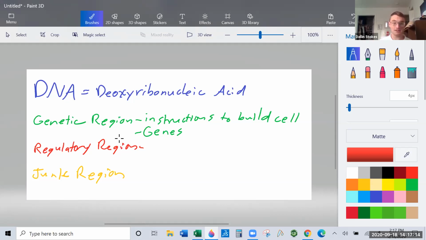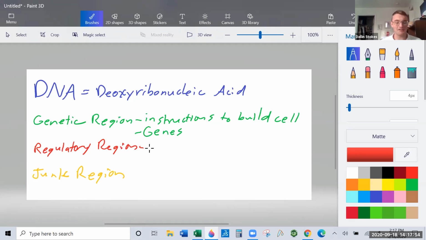Because if you have the lights on all the time, you're going to waste a lot of energy because you don't need the lights on, especially during the day or maybe in rooms that you're not in at that current moment. So we don't want to be making proteins off of all of the genes in all of your DNA all the time and in vast amounts. So the job of the regulatory regions is to tell the cell when to build or to read certain genes, going to the recipe analogy.